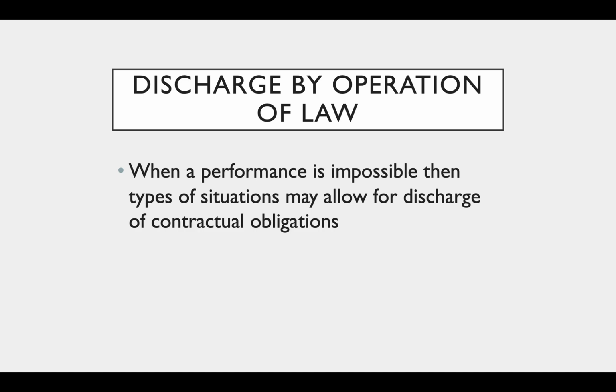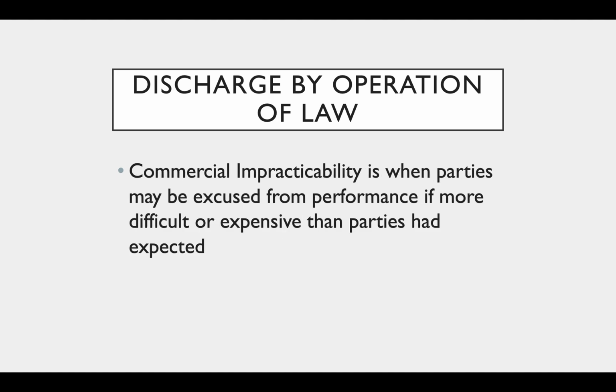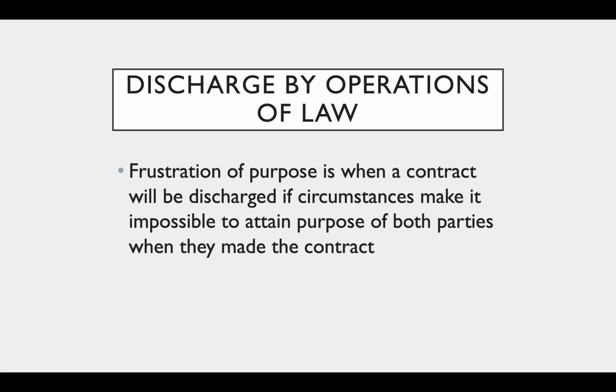When a performance is impossible, certain types of situations may allow for discharge of contractual obligations. Commercial impracticability is when parties may be excused from performance if it is more difficult or expensive than the parties had expected. Frustration of purpose is when a contract will be discharged if circumstances make it impossible to attain the purpose of both parties when they made the contract.